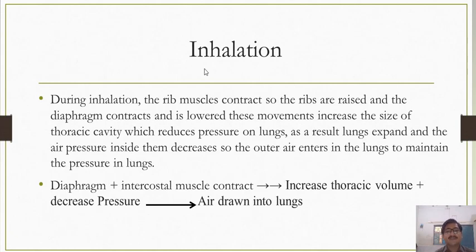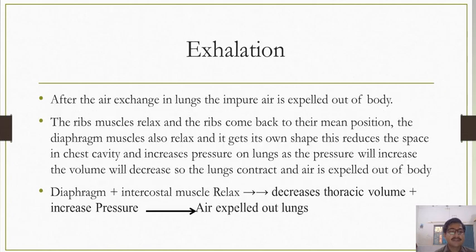In case of inhalation, in which air is drawn into the lungs, how does this happen? The diaphragm and the intercostal muscles contract, which causes increased thoracic volume and decreased pressure, which results in air being drawn into the lungs. As the muscles contract, inhalation is an active process, while in exhalation the diaphragm and intercostal muscles are relaxed, which causes decreased thoracic volume and increased pressure, which causes air to be expelled from our body. In exhalation, the muscles are relaxed, so this is a passive process.